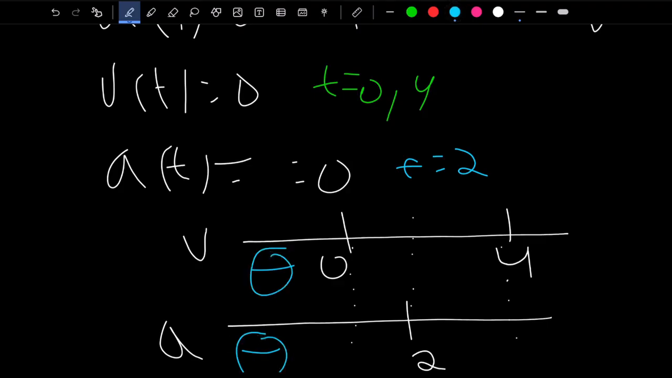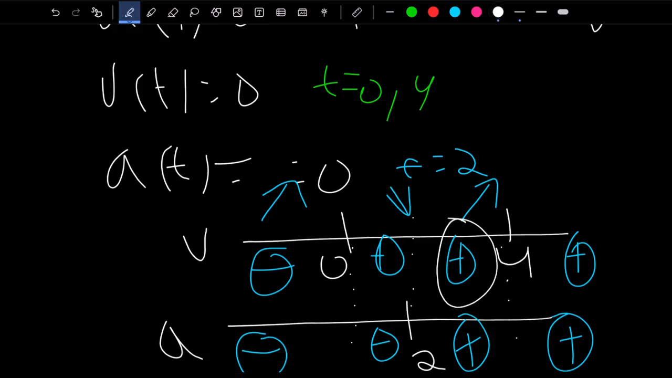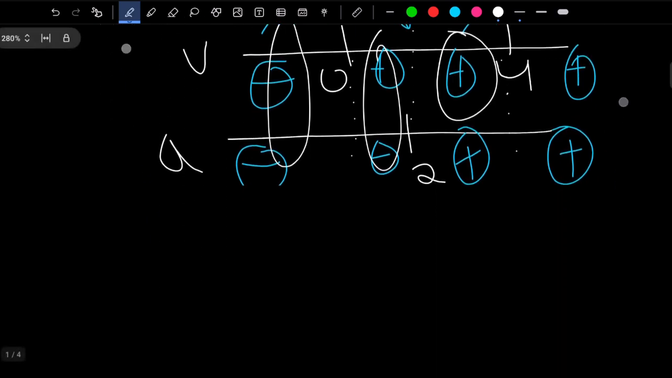Now let's try from 0 to 2. From 0 to 2, v of t is positive and a of t is negative, so here it is slowing down. And then from 2 to 4, they are both greater than 0, so it's speeding up. And then for 4 to infinity, they are also both greater than 0. You plug in a number like 5, 3, 1, and negative 1, and this is where you find where it is speeding up and slowing down.